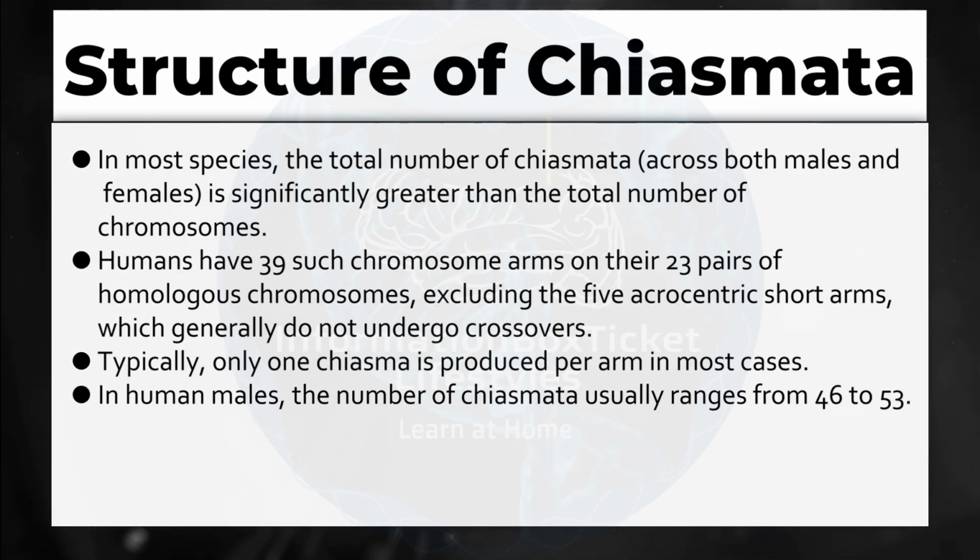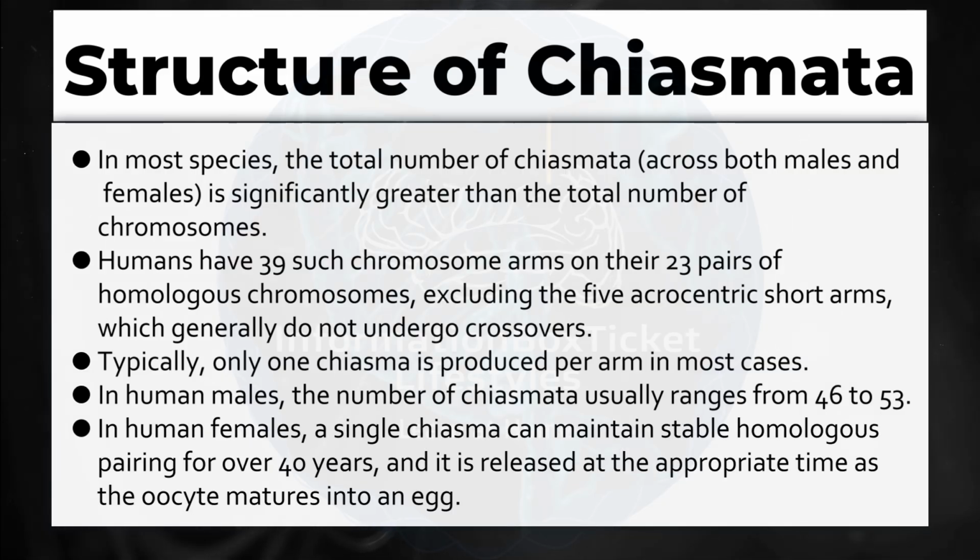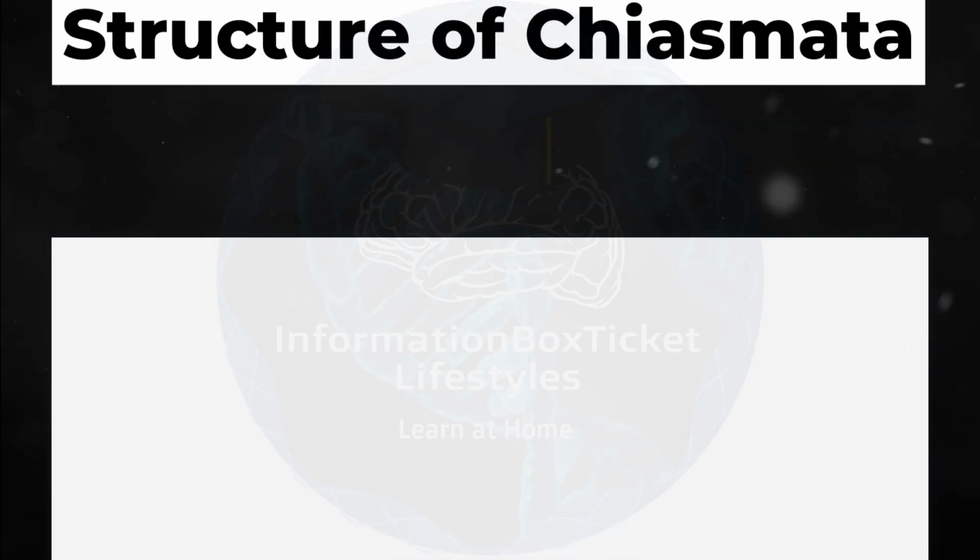In human males, the number of chiasmata usually ranges from 46 to 53. In human females, a single chiasma can maintain stable homologous pairing for over 40 years, and it is released at the appropriate time as the oocyte matures into an egg.